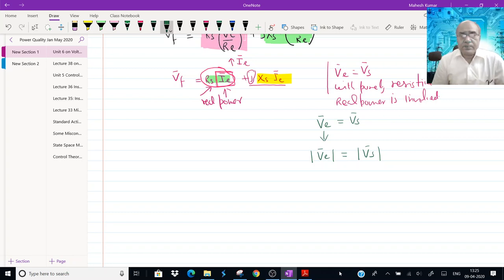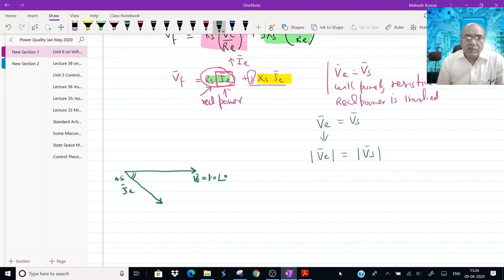In the first part, where we have taken a purely reactive impedance of the feeder, the phasor diagram is like this. Without compensation, we have a VS which is 1.0 per unit. So this is the VS. And we have IL which is making an angle of 45 degrees. So this is IL. Then we have a VL. Now what is VL? VL is VS minus the drop, nothing but minus jXS into IL.